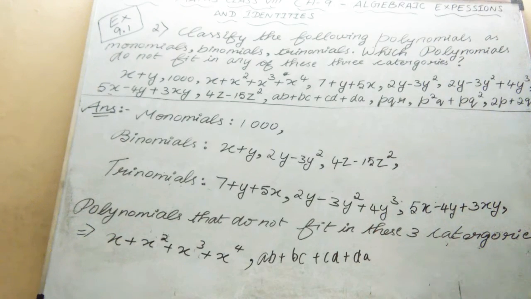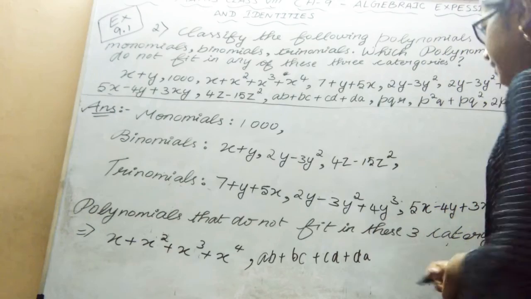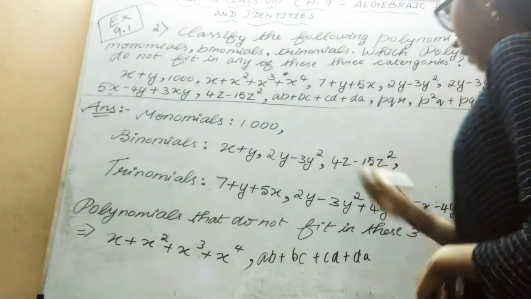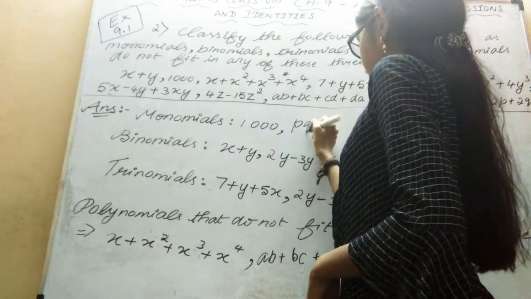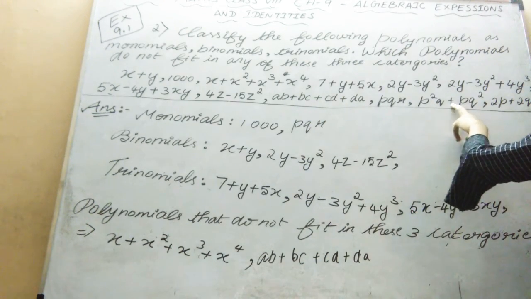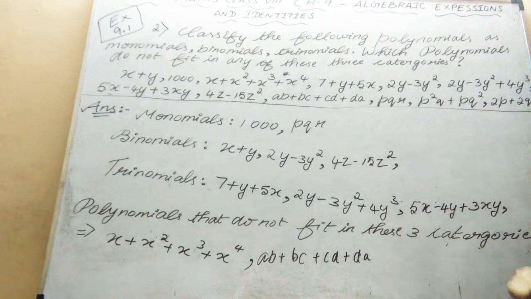And then is PQR. It's very easily given that it is only one term, so it is a monomial. PQR. And then is P square Q plus PQ square.